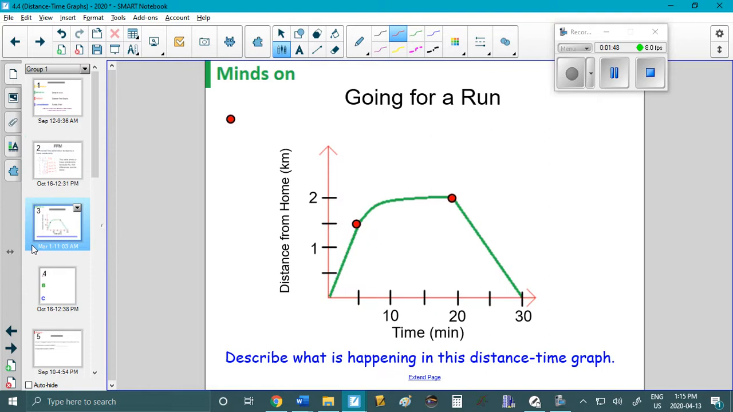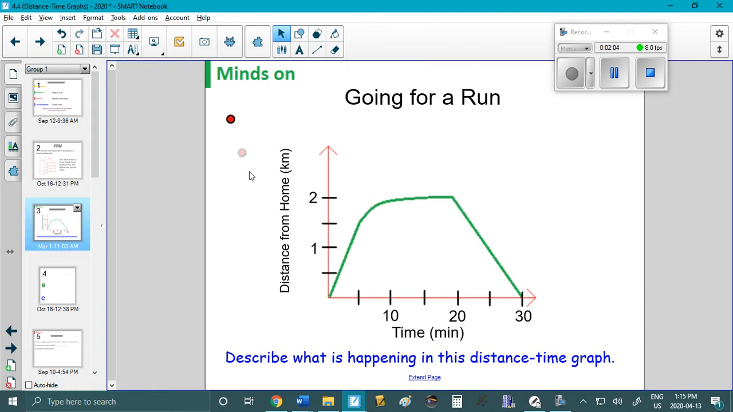Now on to today's stuff. Today's stuff is distance time graphs. These aren't too bad, I don't think. I think these are straightforward enough for you. So what I've done here is I've given you a distance time graph, and normally when I give them, I won't have any points on them.